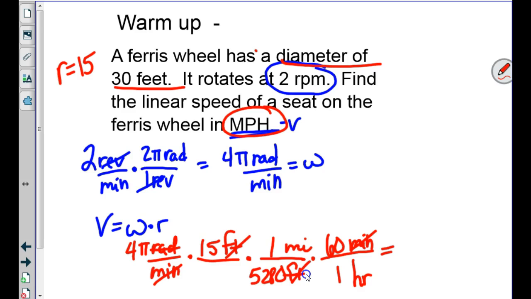Somebody type in 4 times pi times 15 times 60. It's all the way across the top. And then we're dividing by 5280. I got 2.14. Anybody else get that? Okay. So around 2.1 miles an hour is all the faster that seat is turning on that Ferris wheel. Any questions? All right. I don't think the one on the quiz has quite that many conversions, quite that tricky.